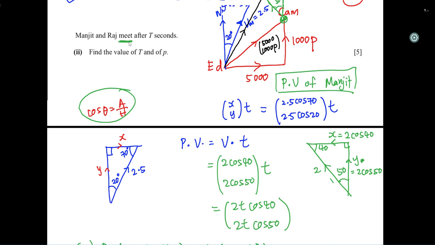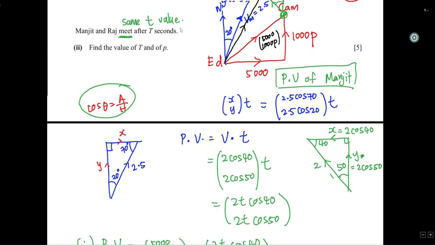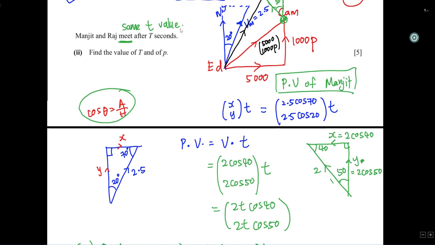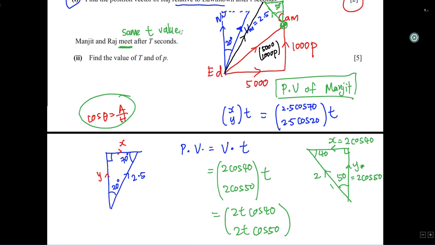So if let's say they meet after 50 seconds, both of them will meet each other at the same 50 seconds. So meet over here means same t value, they will meet at the same time. Because they have the same t value, therefore we can substitute into each other. Not only the same t value, it also means they will be at the same position vector. Because in order to meet your friend, both of you must go to the same place, right? So that means both of them have to be at the same time and same position vector.